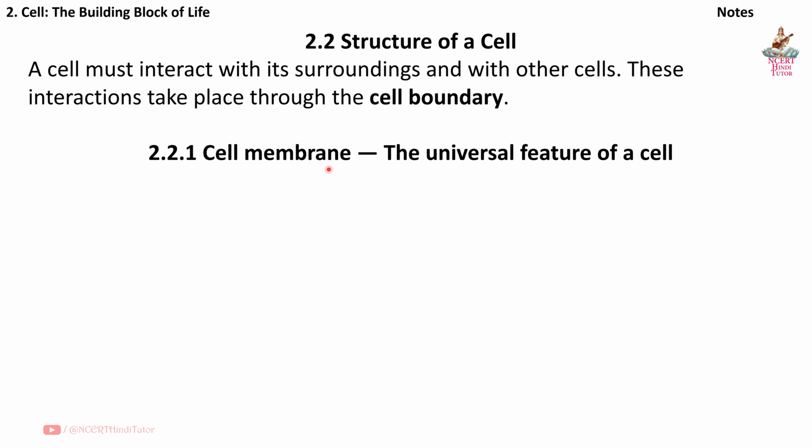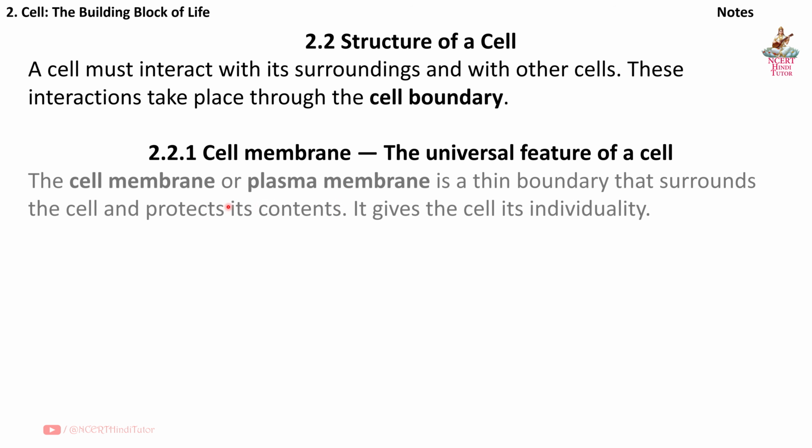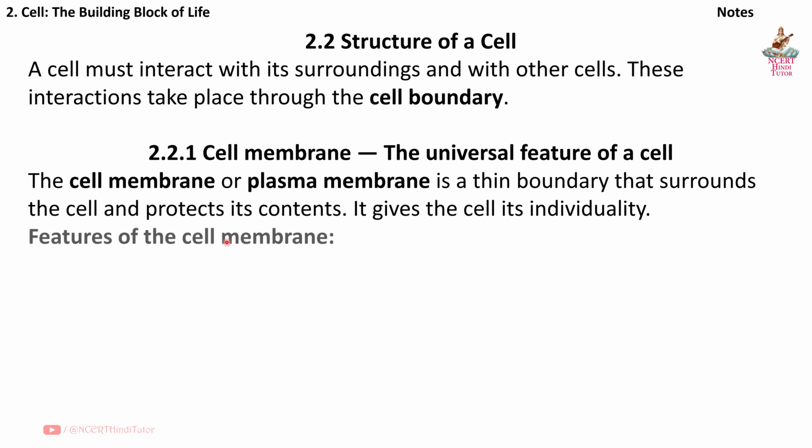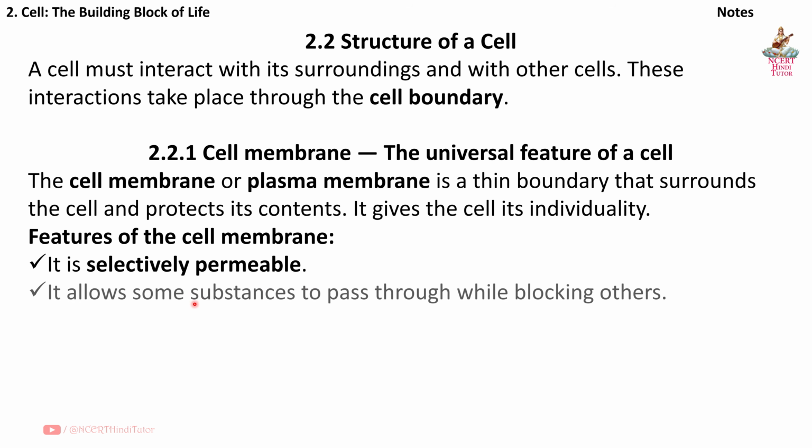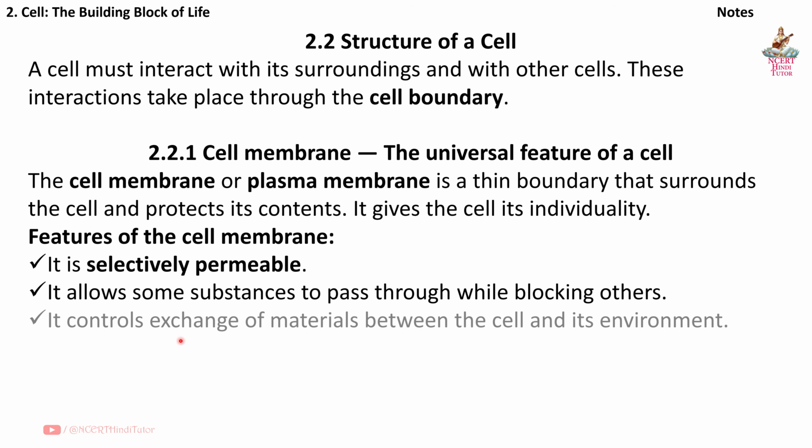2.2.1 Cell membrane, the universal feature of a cell. The cell membrane or plasma membrane is a thin boundary that surrounds the cell and protects its contents. It gives the cell its individuality. Features of the cell membrane: it is selectively permeable. It allows some substances to pass through while blocking others. It controls exchange of materials between the cell and its environment.